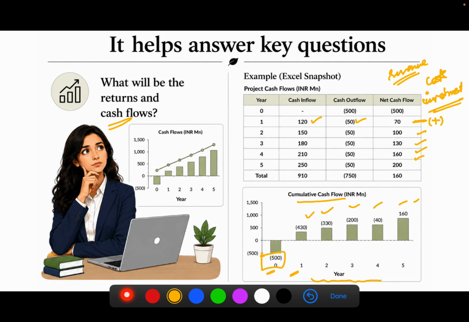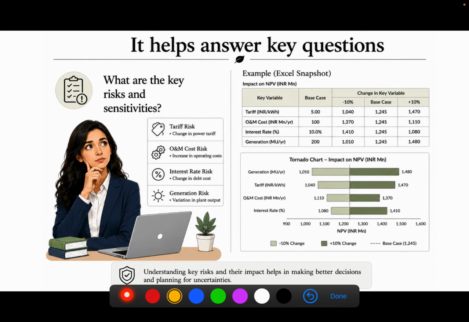But there is a problem. These numbers are based on some assumptions, and assumptions can change over time. Let's say we built our financial model and everything looks good. Can we simply just make the investment? Not yet. Because our financial model is based on assumptions.